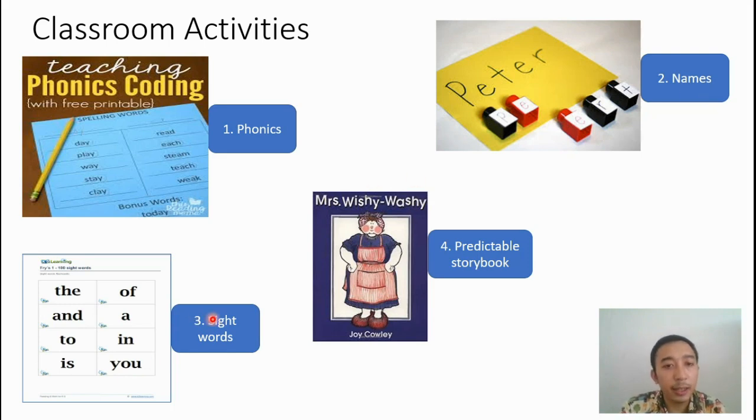The next one is sight words. Sight words means the high frequency words appearing in the English language. And the students do not need to decode the words, because the letters and the words sound the same as what is written. For example, the word the. The, and, to, is, of, in, you here are the same. The spelling and the sound are the same.